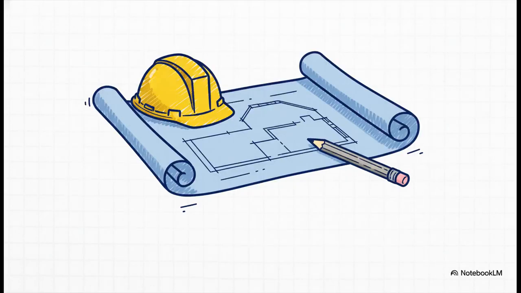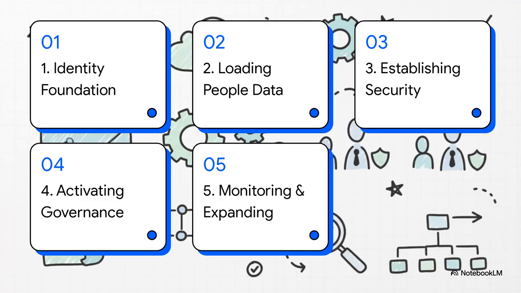To make this whole process really easy to grasp, I want you to think about it like you're building a house. I mean, you can't put up the walls before you've poured the foundation, right? And you can't install the fancy smart locks before you even have doors. We're going to follow a logical, 5-step builder's journey. So, here's our blueprint for today.